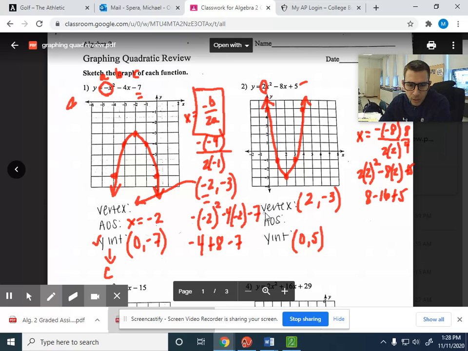All right. In addition, we got to make sure we go through and we answer all these different things that's asked of us in the problem. So my AOS, my axis of symmetry, is 2.